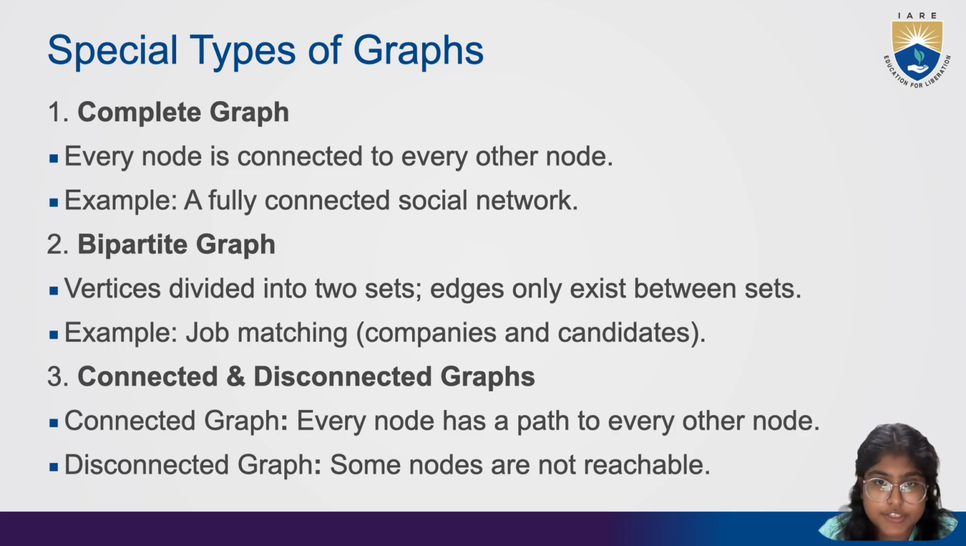Certain graphs have unique structures. A complete graph K of n has every vertex connected to every other vertex. For example, in a small team where everyone communicates with everyone, the communication network forms a complete graph. A bipartite graph divides vertices into two sets, with edges only between them, such as job matching between applicants and companies. A connected graph ensures all vertices are reachable from any other vertex, while a disconnected graph has isolated paths. These classifications help us understand different relationships and their applications.